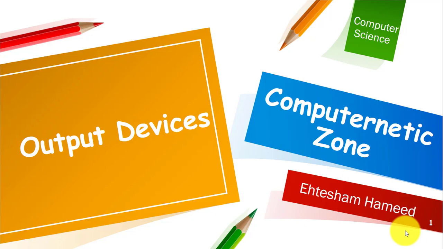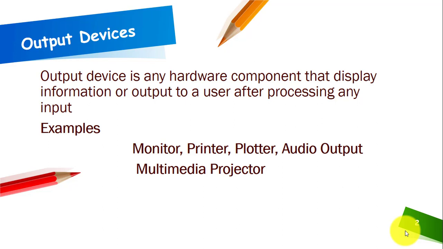In today's lecture, I will be discussing output devices of a computer. An output device is any hardware component that displays information or output to a user after processing any input. So we have a few examples of output devices: monitor, printer, plotter, audio output and multimedia projector.